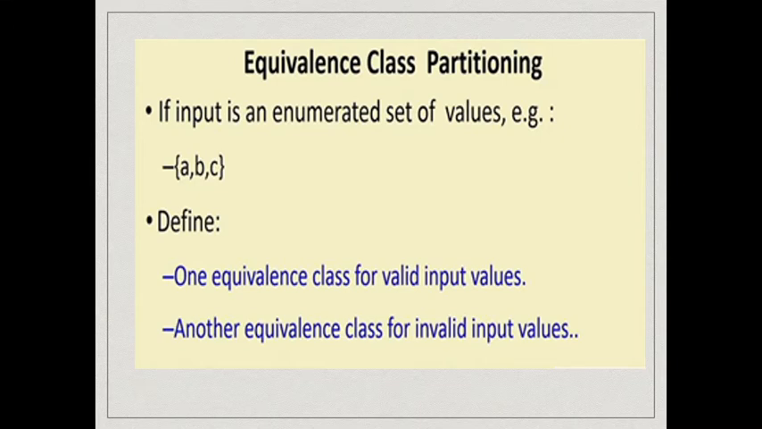Now let's say a function takes a set of values a, b and c. Then these letters are valid and anything else is invalid. So we have two equivalence classes. One is the valid equivalence class where we give a value of a, b or c, and there is an invalid equivalence class which gives a value other than a, b, c, maybe d or something other than this.